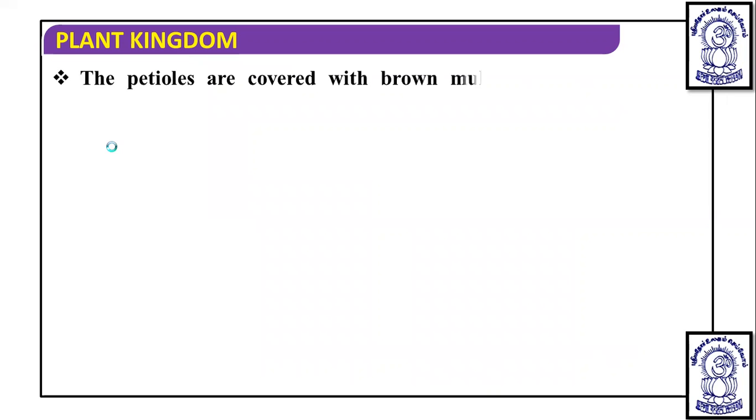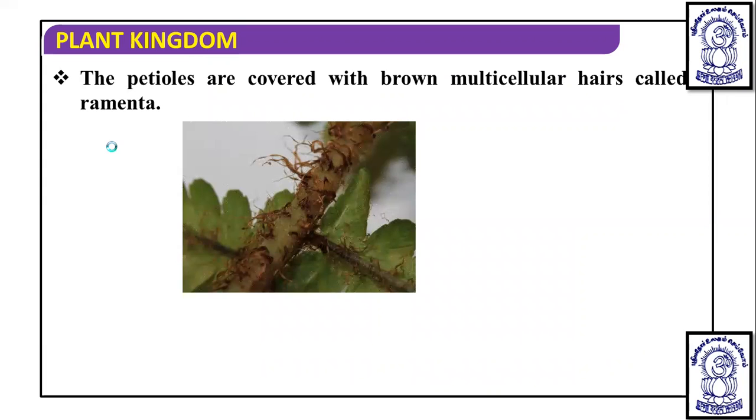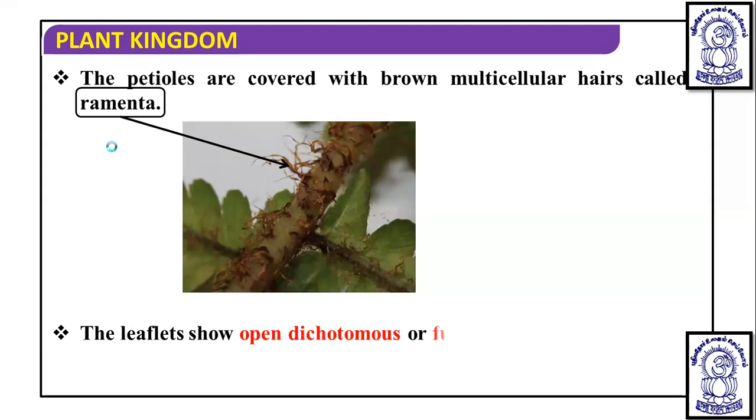Now apart from this, the petioles are covered with brown multicellular hairs, which are the ramenta, which we have discussed already, found on the stem or young leaves. The leaflets show open dichotomous and furcate venation. Dichotomous means the leaflet shows branching into two. Then it is known as dichotomous, and if it further shows branching, it is still dichotomous.